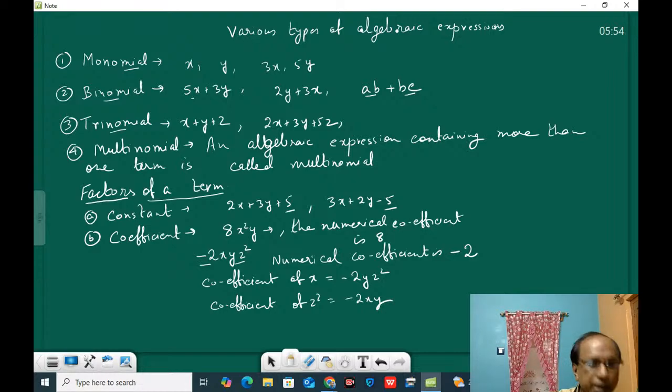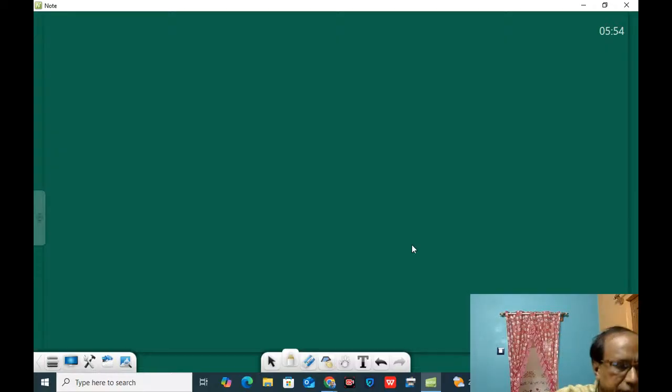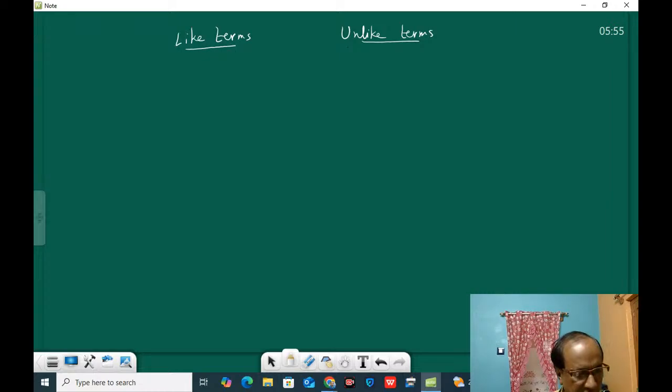Now we learn about like terms. What is the meaning of like terms? Now we are writing about like terms and unlike terms. Here you see there are two kinds of terms. One is what we call like terms, and another one is unlike terms. What is the meaning of these terms that we have to understand? Terms having the same variable coefficients are called like terms. Otherwise, they are called unlike terms.